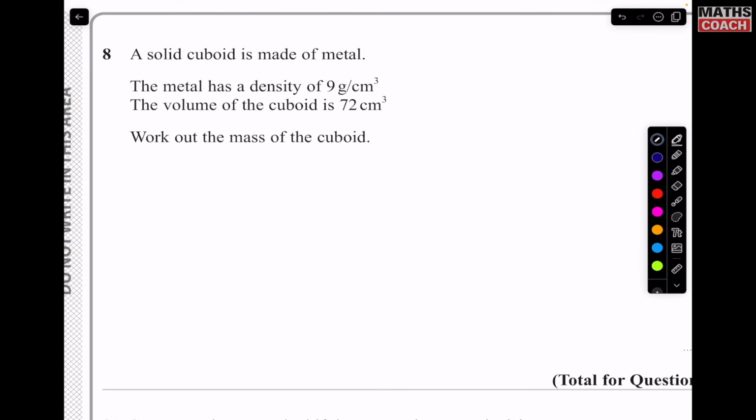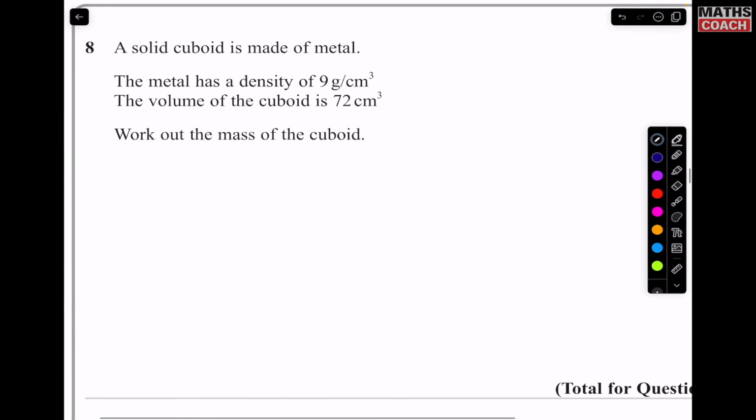All right, question number 8. A solid cuboid is made of metal. The metal has a density of 9 grams per centimeter cubed. The volume of the cuboid is 72 centimeter cubed. Work out the mass of the cuboid. Right, so we have a density question here.